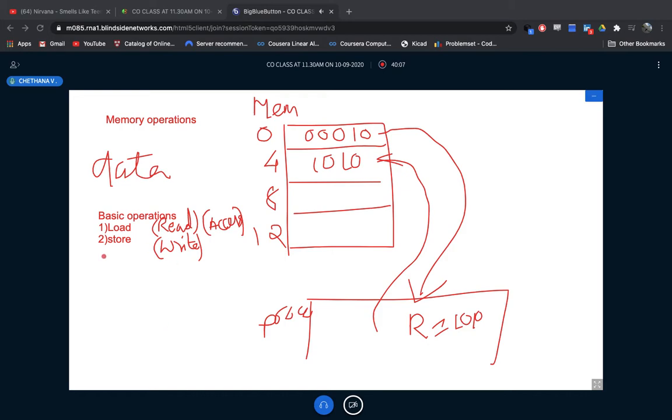Okay, I think you are able to understand load and store. Load means access the data. Store means write the data. So everybody, I hope you have understood two basic operations. The basic operations of memory are, one is loading and one is store. Now I'm going to give you instructions. You should tell me whether it is load operation or store operation.